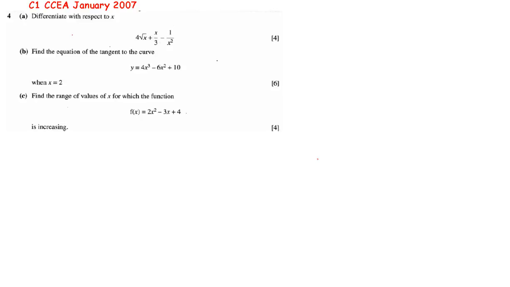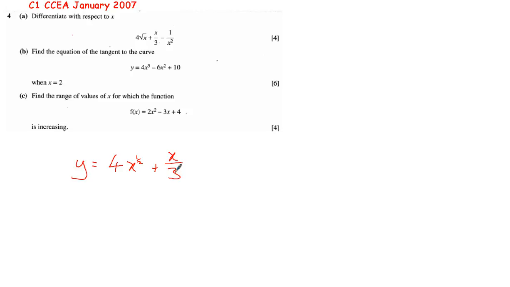Okay, we're asked to differentiate this expression here. Before we do that, the first thing that we need to do is actually write all the x terms in index form. So I'm going to write it as y equals, instead of 4 root x, I know that's x to the power of a half, so it's 4x to the power of a half. Plus x over 3 is fine, it's only the 3 that's the fractional part.